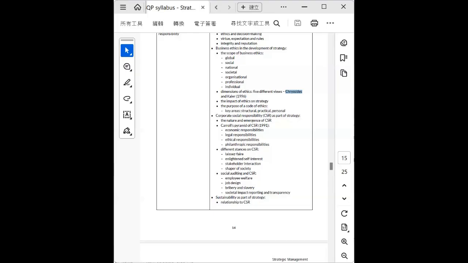So, for example, in the precise dimensions, they talk about utilitarianism, which focuses on the outcome and maximizing the overall benefits or reducing harm. Rights-based ethics, justice-based ethics, common good ethics, or virtue ethics. So these are the different classifications of the ethical elements here.